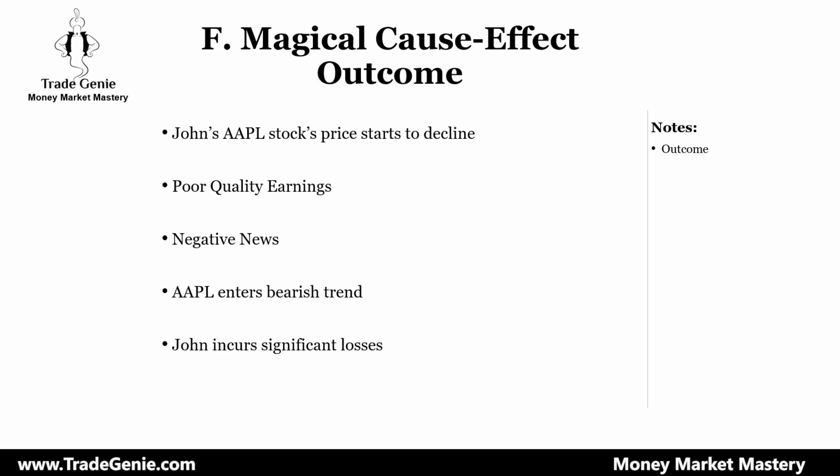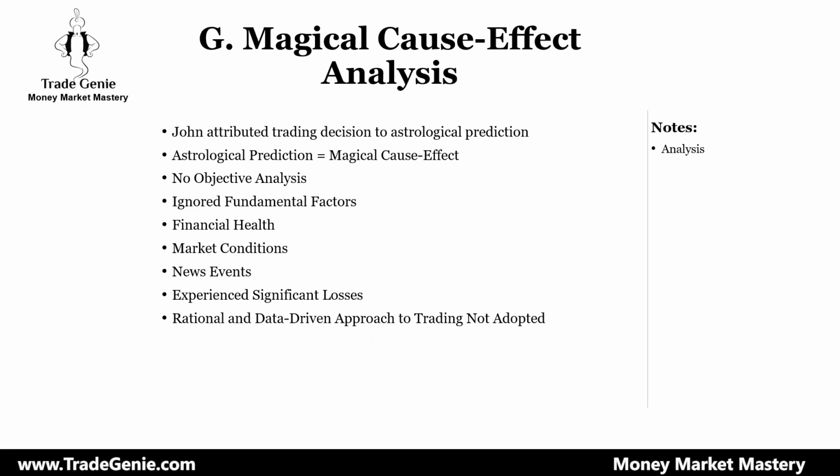up. But what happened? As soon as John bought Apple that day, Apple went up, and he's happy that this thing is working out. And next day, Apple starts going down. An earnings report came up. The astrology person also mentioned that earnings are coming up, right when Jupiter is aligned with Mars, and the earnings date is set. The stock will go up, but when poor quality earnings came, negative news comes. Apple enters a bearish trend. John incurs significant losses. So this is what happened with the magical cause effect.